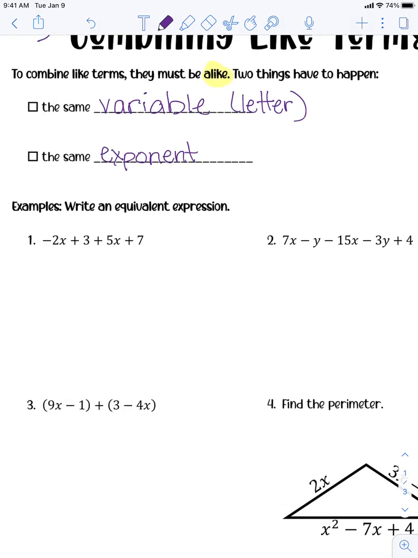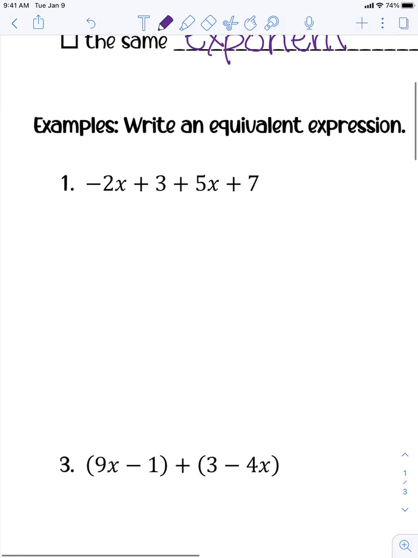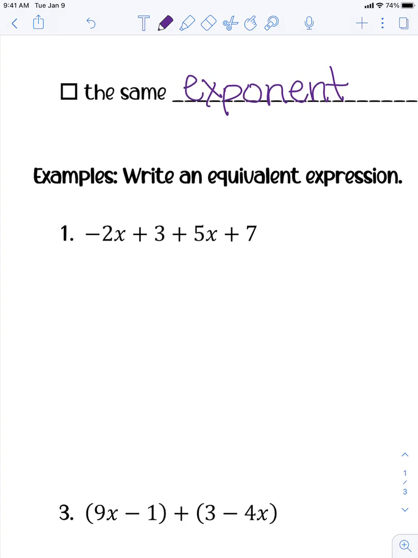Okay, so examples. Write an equivalent expression. That is the same thing as saying simplify. We want to condense these equations as much as we can by combining like terms. So looking at example number 1, we have negative 2x plus 3 plus 5x plus 7.